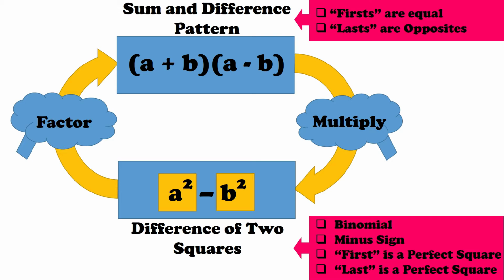We are also learning how that's related to the sum and difference pattern. A sum and difference pattern is when the firsts, in this case A, are equal, and the lasts, in this case the B's, are opposites. What's important about the sum and difference pattern and the difference of two squares is how they're related. If you have a sum and difference pattern and you multiply it, the product will be the difference of two squares. And what we're learning today, if you have the difference of two squares and you factor it, your answer will be a sum and difference pattern.